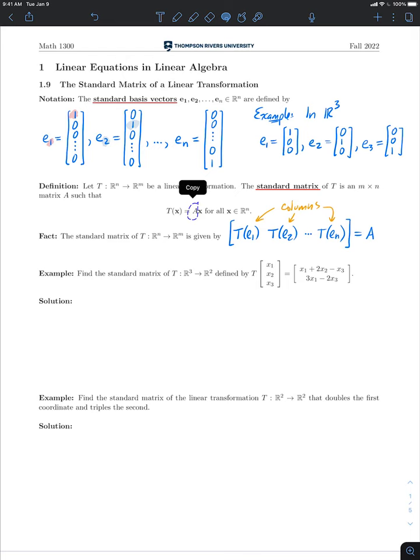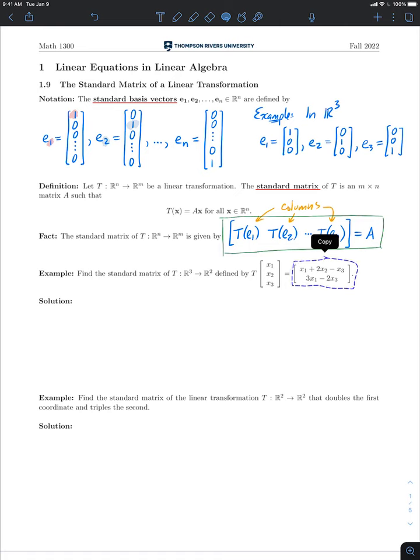Okay, so let's put a box around this because this is a really, really important formula. Essentially, it is. Let's look at an example. So we've got a linear transformation T. It goes from R3 to R2. Its input vector has to have 3 coordinates, and its output vector has to have 2 coordinates, and is going to be determined by this formula here. And we're asked to find its standard matrix.